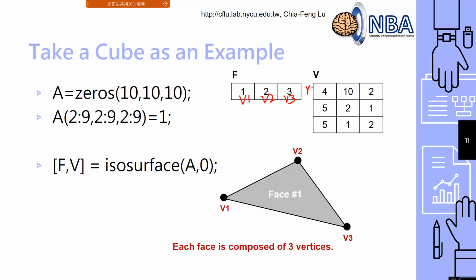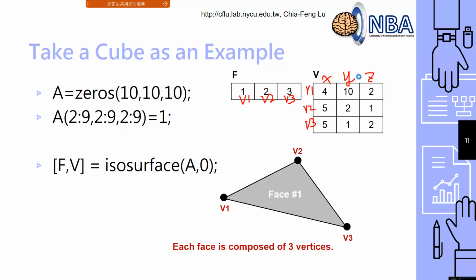It's actually recorded right here. This is V1, this is V2, this is V3. So this is X, Y, Z. You can think about this as a table that can help you define the location of this face, because each face is reconstructed by 3 vertices. And now you have the coordinates for each vertex. V1 is actually located at X4, Y10, and Z2, right? So these are the 3 coordinates for each vertex right here.